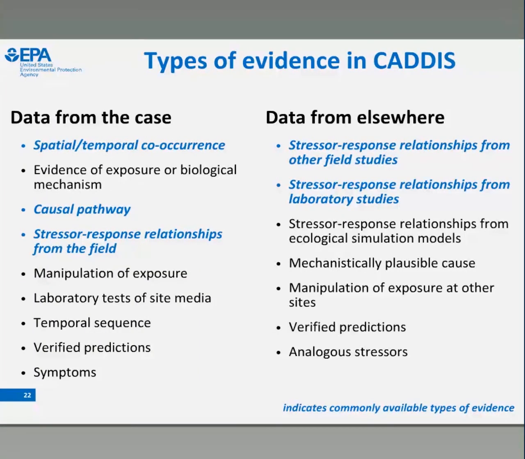There are 16 total types of evidence in CADDIS, split between those based on data from the case on the left and those based on data from elsewhere on the right here. From the case, the types of evidence you will most commonly be dealing with are the 3 highlighted in blue: spatial temporal co-occurrence, causal pathway, and stressor-response relationships from the field. From elsewhere, the 2 types of evidence you'll most commonly be dealing with are stressor-response relationships from other field studies and stressor-response relationships from lab studies. This doesn't mean you won't ever use the other 11 types of evidence, but the 5 highlighted in blue are the ones that usually have at least some relevant data and are most typically in play in CADDIS causal assessments.